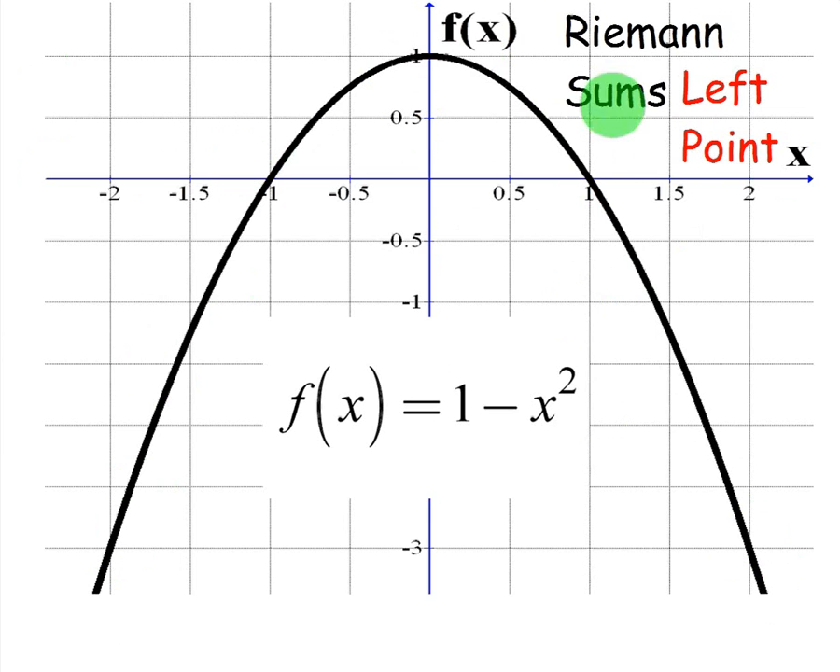This is where Riemann sums came into being. And we're going to talk about how to find that area, and later on in this class, how that's applicable to the real world. So this graph is f of x equals 1 minus x squared. The name of this lesson is Riemann sums left point. And we'll see why it's called left point here in just a second.